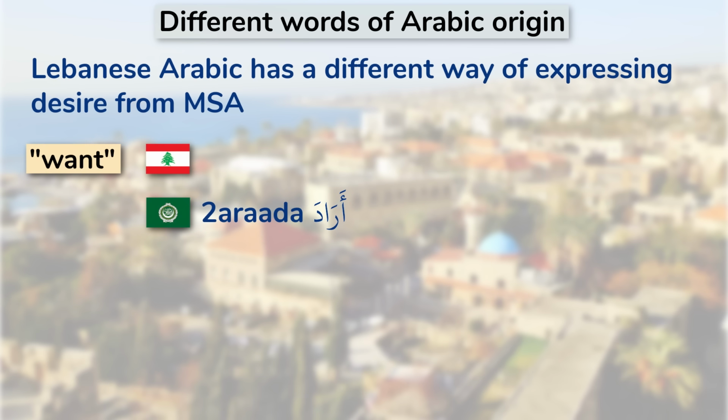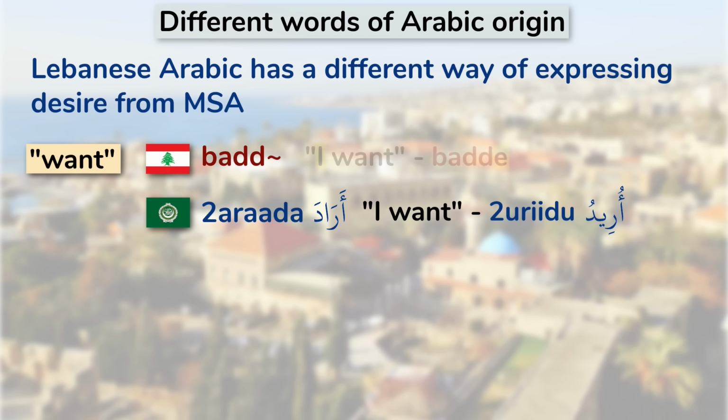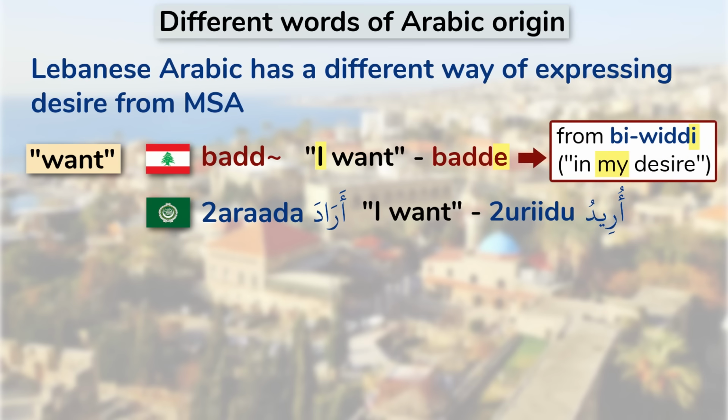In MSA, the verb meaning want is أراد. For example, I want is أريد, using a typical verb conjugation. But Lebanese uses a different word, بد, which has a pronoun suffix. I want is بدي. This is not actually a verb. It developed from بودي meaning in my desire or it's in my desire. But it's fully integrated into the dialect as an independent structure, as a sort of quasi-verb.